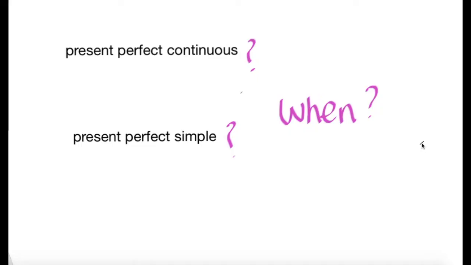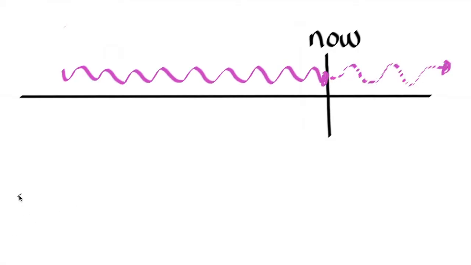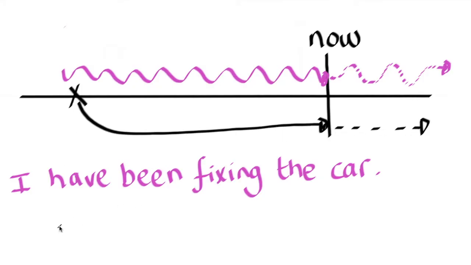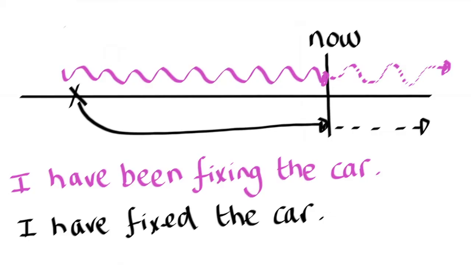The most important difference is that the present perfect continuous is used when we want to focus on the unfinished activity. So let's look at a timeline. Here we have now, and this is the past. So I've been fixing the car, and that's why I'm dirty. The action started in the past and is unfinished, whereas we use the present perfect simple to focus on the finished result. I fixed the car. On the timeline, we can see that the action started in the past, is complete, and has an impact on the present. It means I finished fixing it and can now do something else. We are focusing on the result.